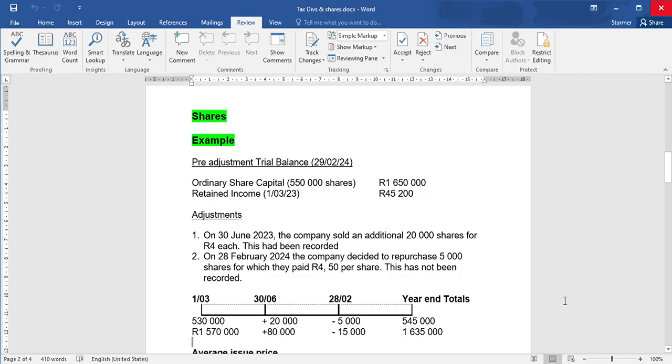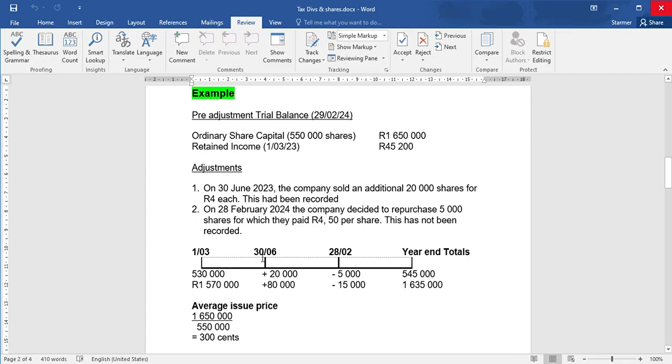In that trial balance you're told ordinary share capital 1650 million for 550,000 shares, and you're given retained income, that is the balance at the beginning of the financial year. Right, if you look at the first adjustment, it tells you that on the 30th of June, the company sold an additional 20,000 shares for 4 Rand each, and this had been recorded.